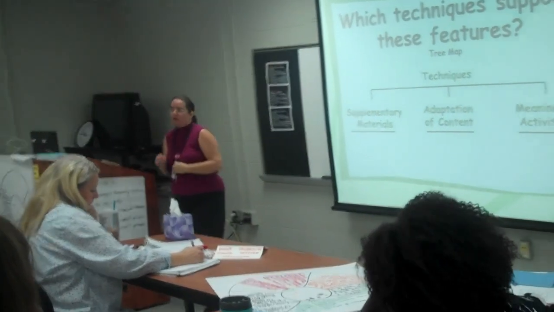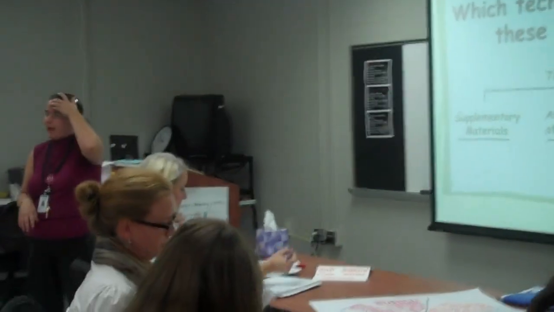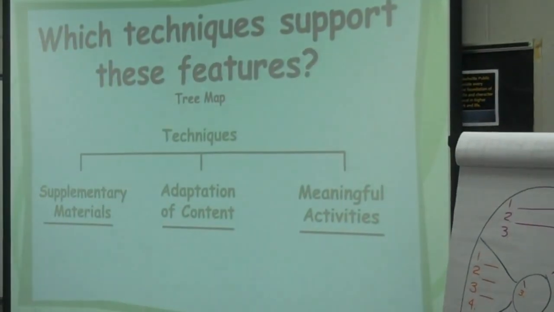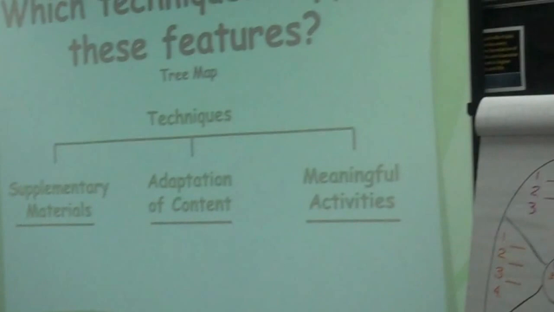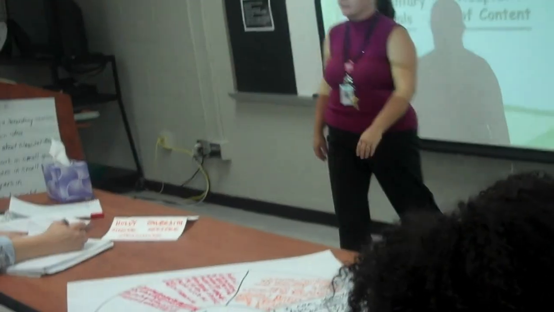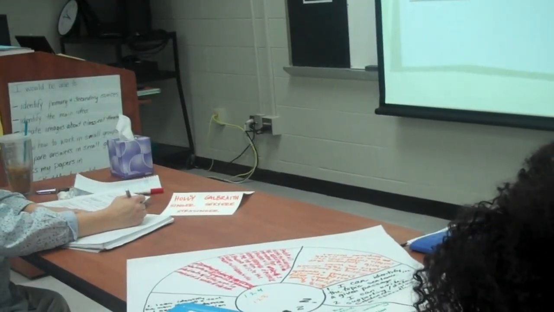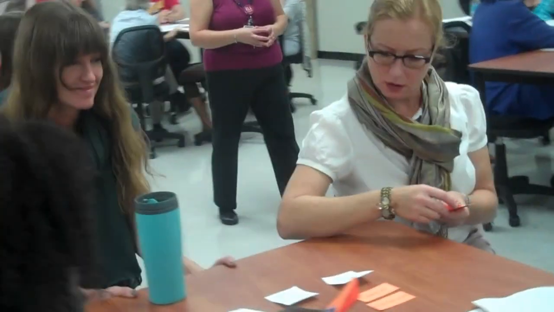So what I'd like you all to do is there is a baggie of cards on everybody's table. I'd like one person to take them out. Some of you still have the post-it note headings in your baggies. If you don't, will somebody in the group take a post-it note and write supplementary materials on one of them, adaptation on a second, and meaningful activities on a third? I did not put the headings in your containers. Once you have those headings labeled, talk with your groups through the cards and place them where you think as a group they go.